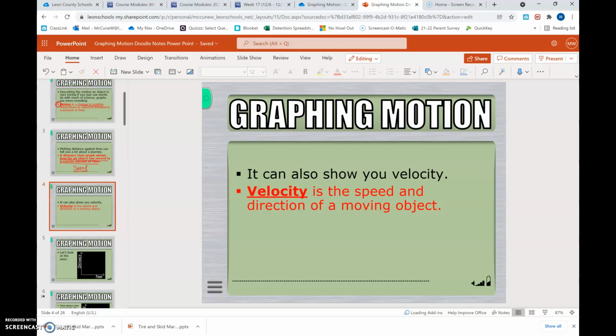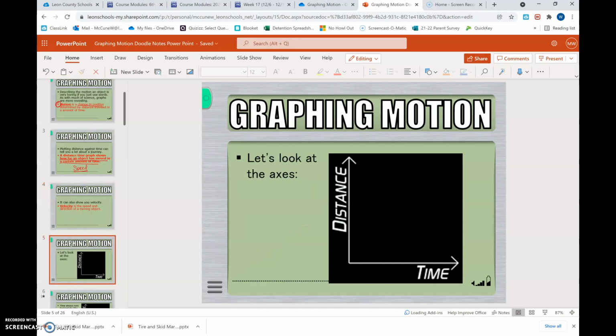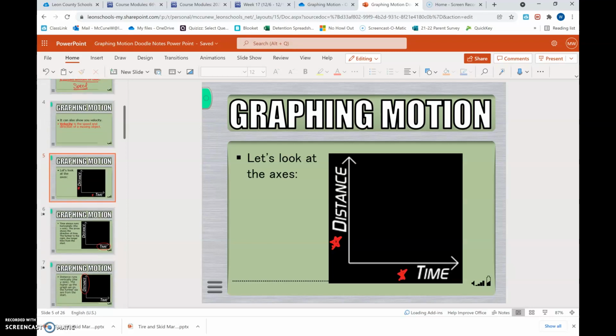Remember, on our graphs we can have lines that slope up or lines that slope down. These sloping lines can tell you about the speed depending on its slope, or it can tell you about the direction, if something's moving away from start or back towards start. So let's look at the axes here and make sure you fill this out on your graph. Here on the y-axis, we have distance. Distance always goes on the y-axis, and time always goes on the x-axis.